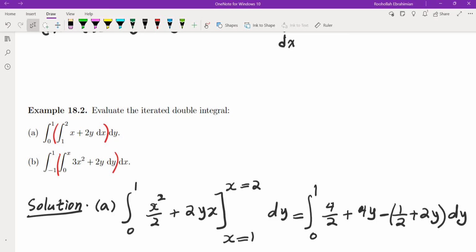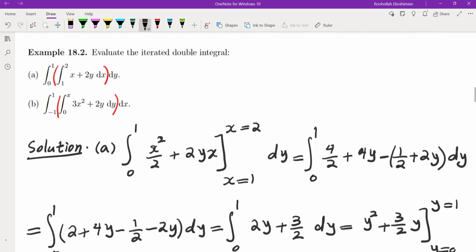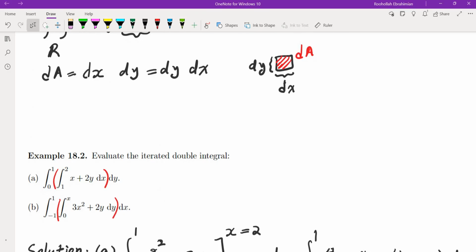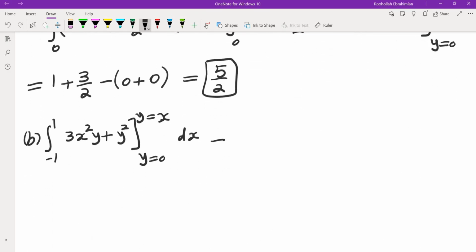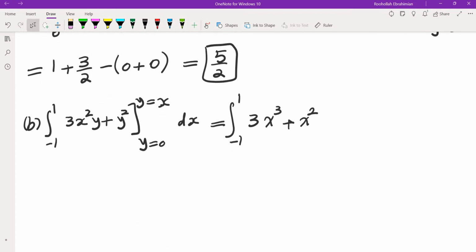So we assume that x is fixed and we integrate with respect to y. So this would be 3x squared y plus y squared, and the range for y is 0 to x. And we do integration with respect to x next. Okay, so let's plug in the two values of y. We get 3x cubed when we plug in x, plus x squared. And then we plug in 0, which would be 0 dx.